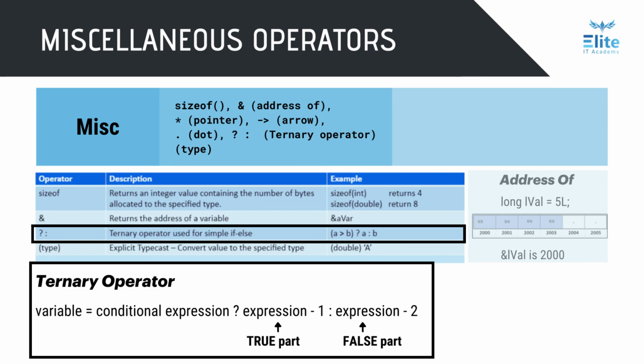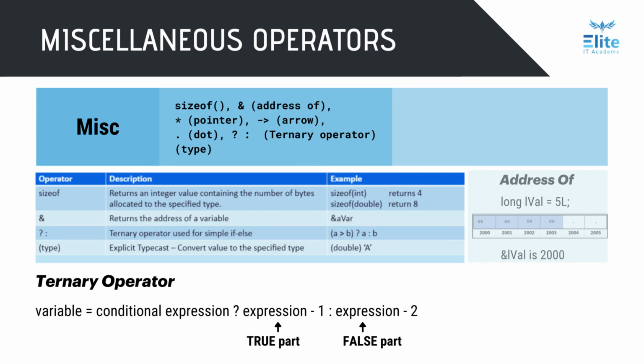Now the ternary operator works as follows. The conditional expression is first evaluated. If it evaluates to true, then the second operand is executed. If it evaluates to false, then the third operand is executed. As shown here, if A is greater than B, then A is returned. Otherwise, the value of B is returned. So essentially, this ternary operator returns the maximum of A or B.